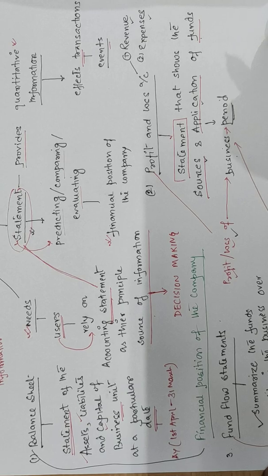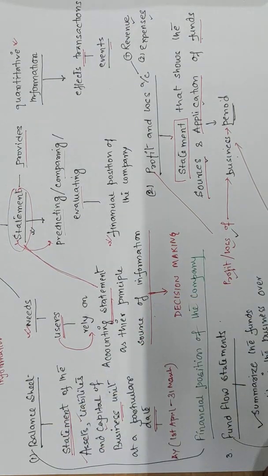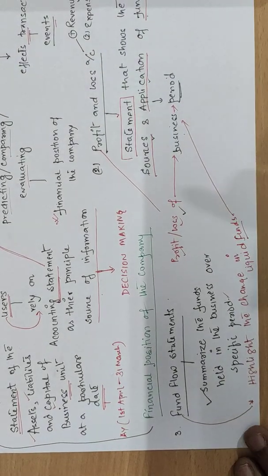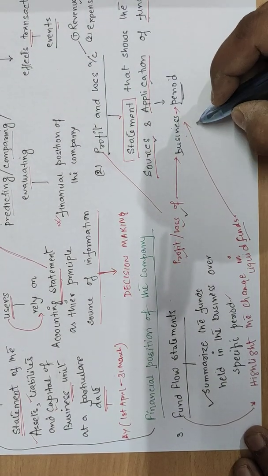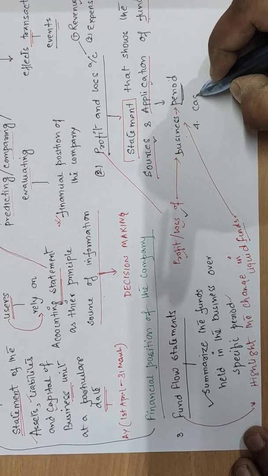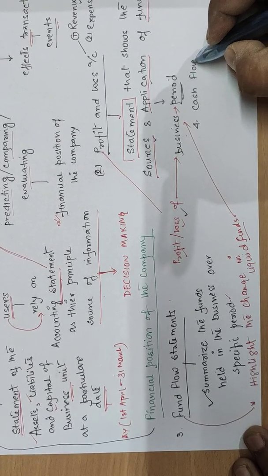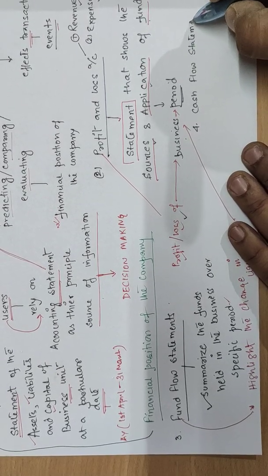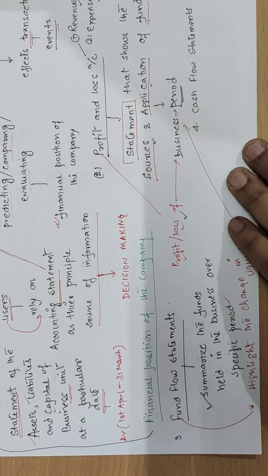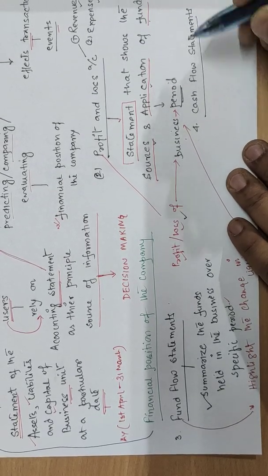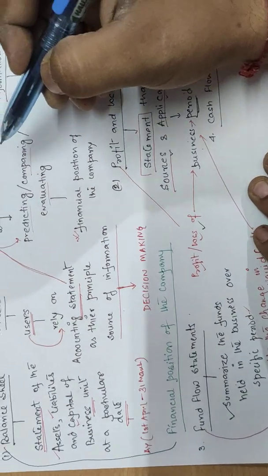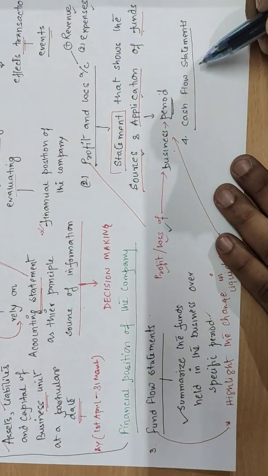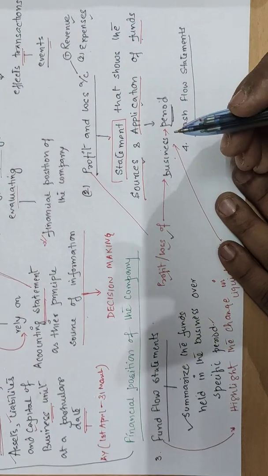Okay, so we have the balance sheet, we have the profit and loss account, now we got the fund flow statement. And the last one is number 4, the cash flow statement. Again, we are writing it here: accounting information is a statement. Again we have a cash flow statement.